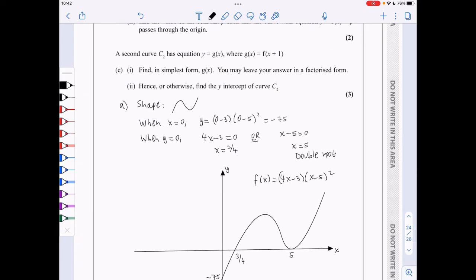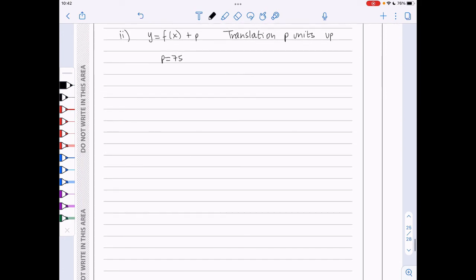C, we've got a second curve, y is g of x, such that g of x is f of x plus 1. We need to find in its simplest form g of x, and we may leave our answer in a factorized form. So g of x is f of x plus 1, which means we replace x with x plus 1. So it's 4 brackets x plus 1 minus 3 times x minus 1 minus 5 all squared.